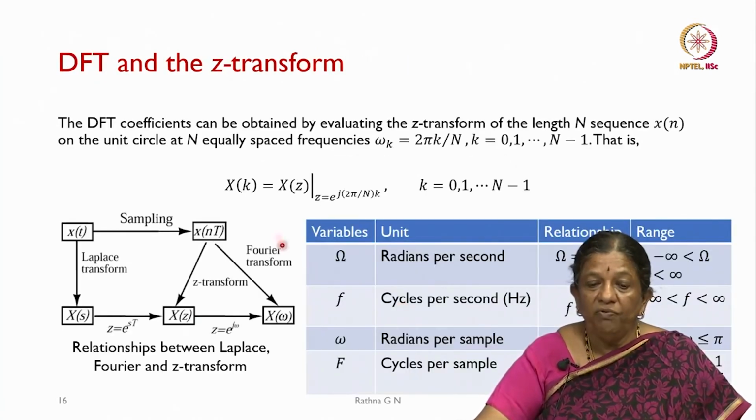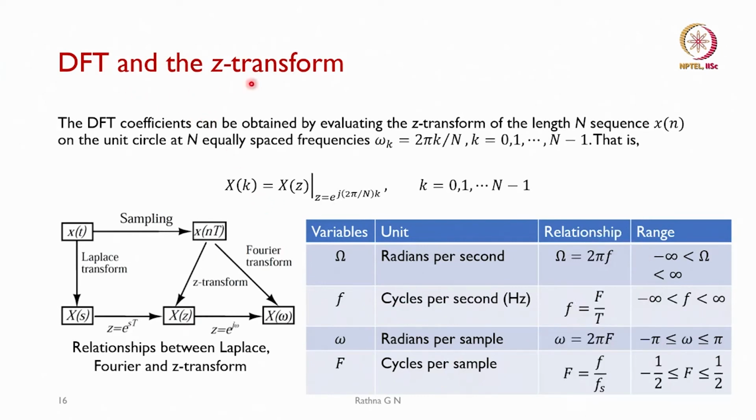So, now how are we going to relate our DFT and the Z transform? What is the relationship we will see in this slide? The DFT coefficients can be obtained by evaluating the Z transform of the length n sequence x of n on the unit circle. We have seen it already, at n equally spaced frequencies wk, which is given by 2 pi k by n, k varying between 0 to n minus 1. So, X of k is equal to X of z, where z is equated to e power j 2 pi by n k, where k goes from 0 to n minus 1.